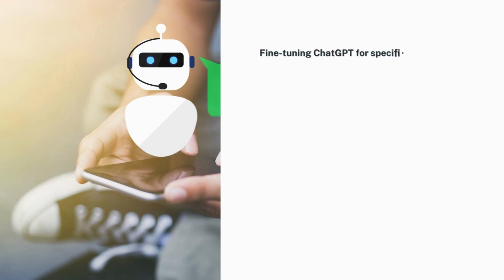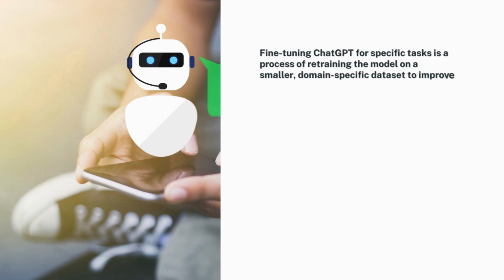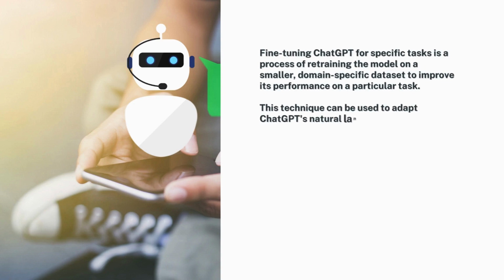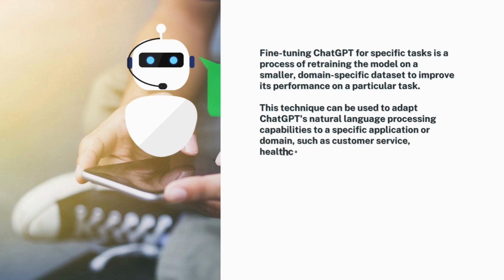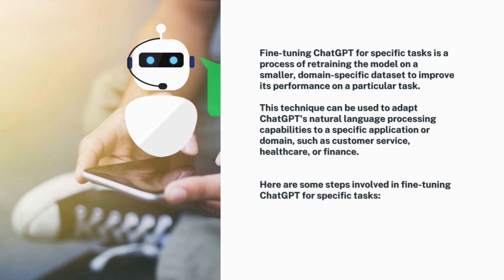Fine-tuning ChatGPT for specific tasks is a process of retraining the model on a smaller, domain-specific dataset to improve its performance on a particular task. This technique can be used to adapt ChatGPT's natural language processing capabilities to a specific application or domain, such as customer service, healthcare, or finance. Here are some steps involved in fine-tuning ChatGPT for specific tasks.